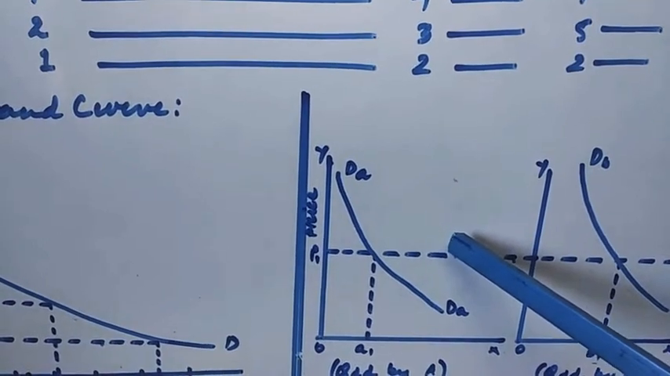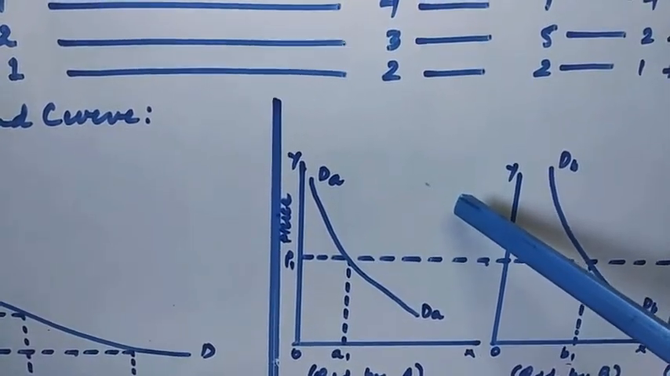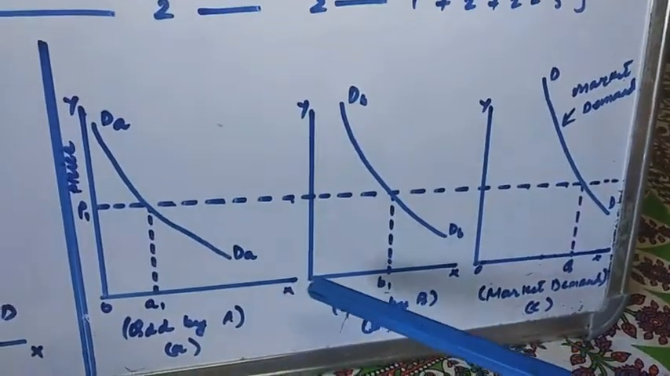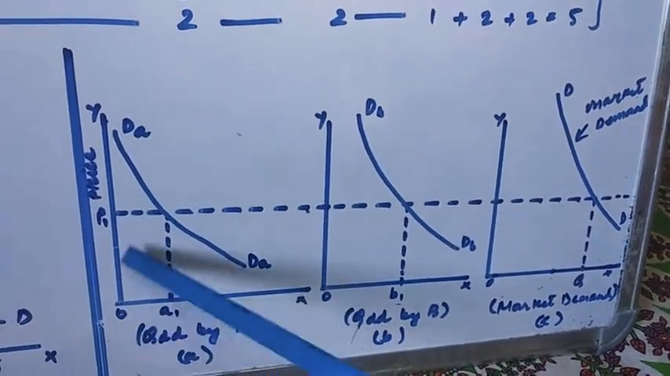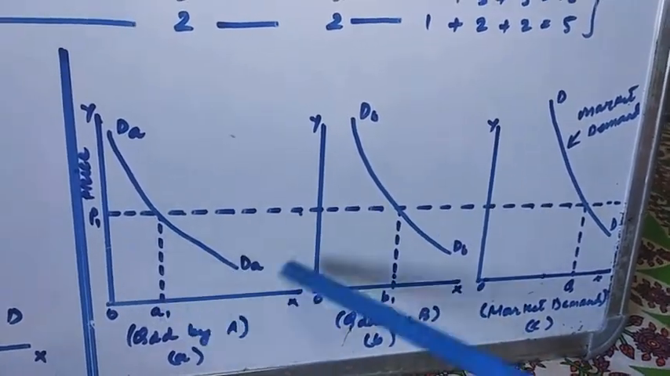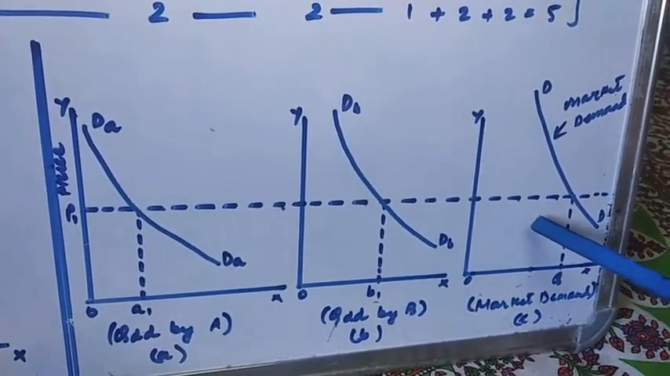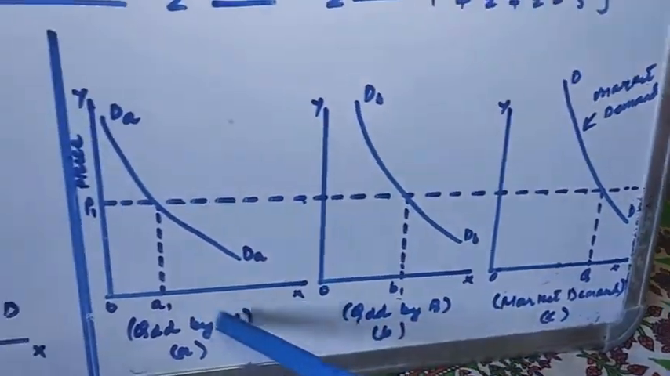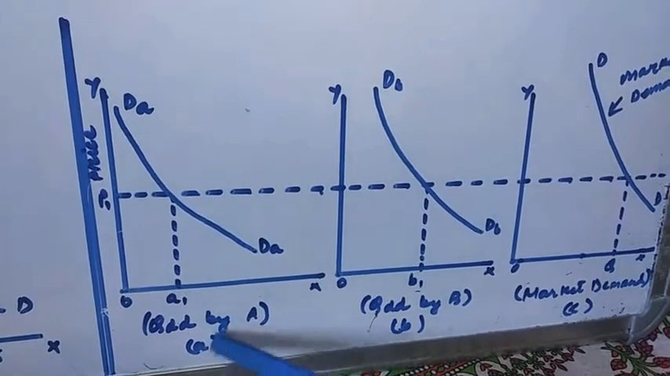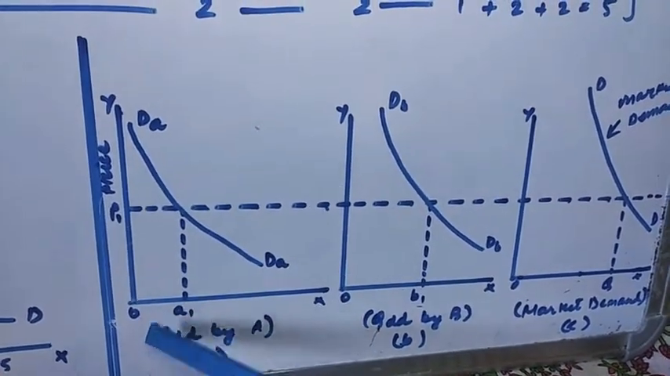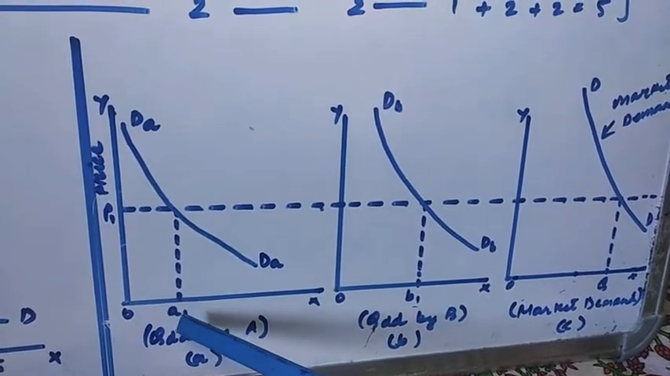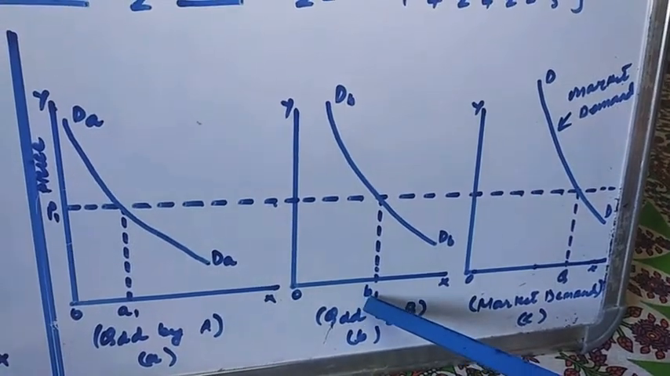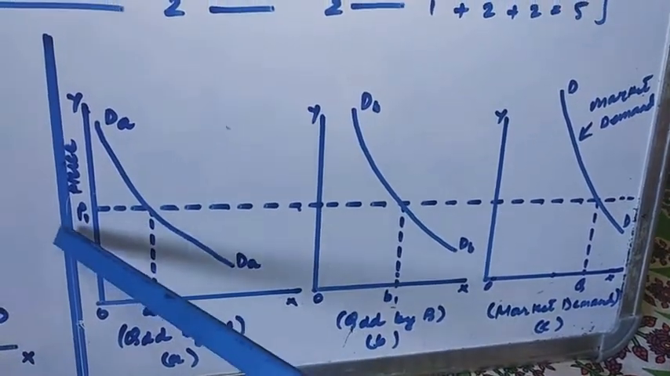Now the market demand curve can be obtained by adding together the amounts of the commodity which the two individuals wish to buy at its price. How do we arrive at the market demand? We add up the quantity demanded by the two consumers to get the market demand at a certain price level. Quantity demanded by individual A at price P1 is OA1, and OB1 is demanded by consumer B at price P1.